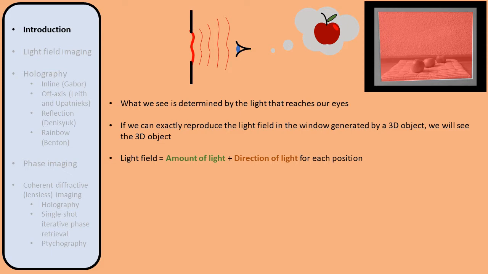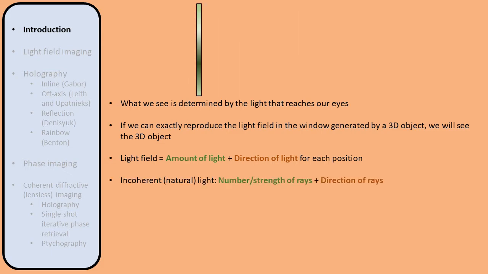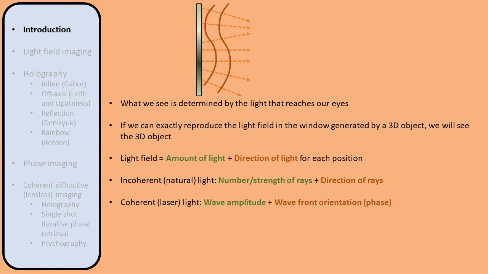The way we describe the amount and direction of the light depends on what sort of light we're using. If we're using incoherent or natural light, then we can describe the field using the ray model. At each point, the rays indicate the propagation direction of the light at that point. If we're using coherent light, such as laser light, we have to describe the field using the wave model. The direction in which the light at a certain point is propagating depends on the orientation of the wavefronts.